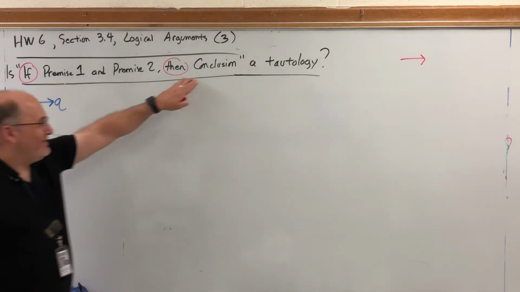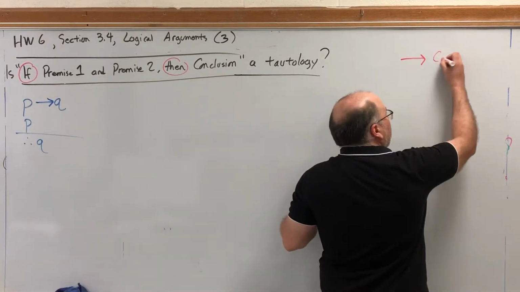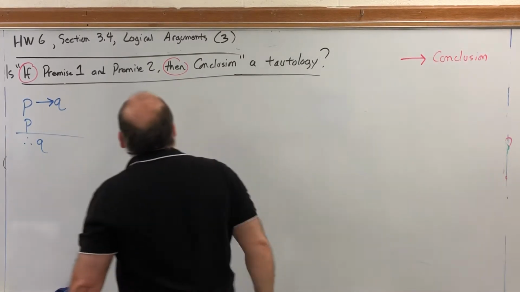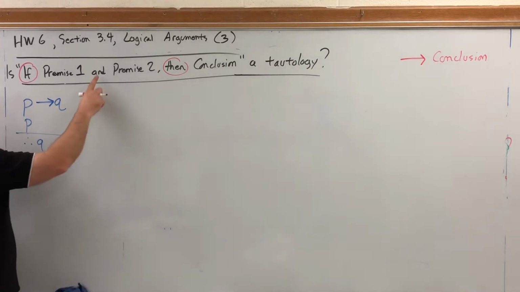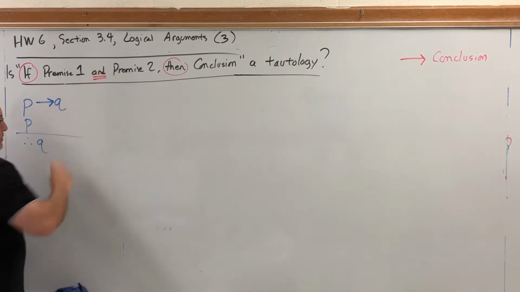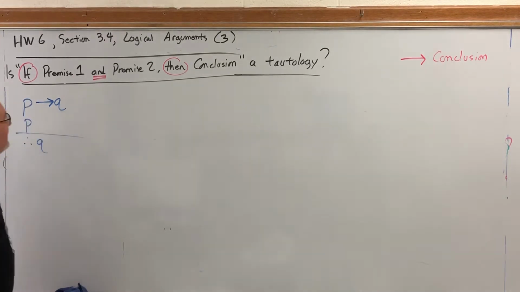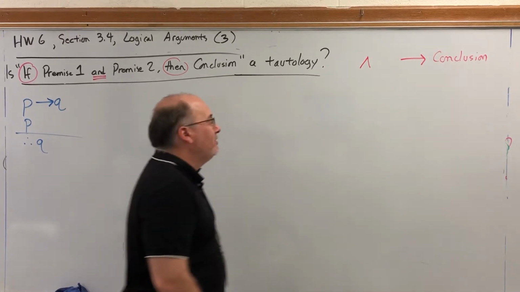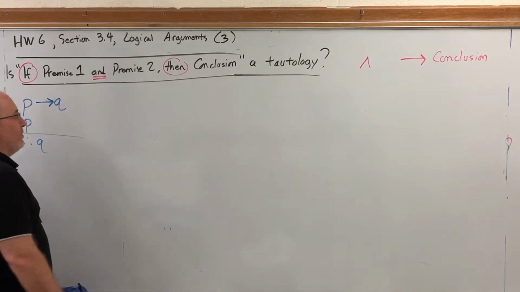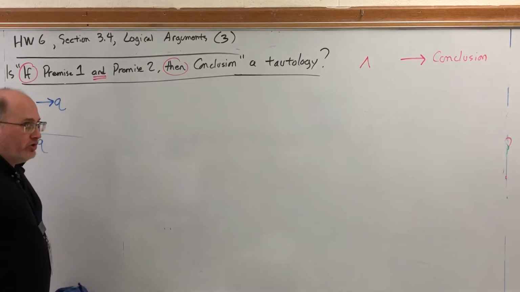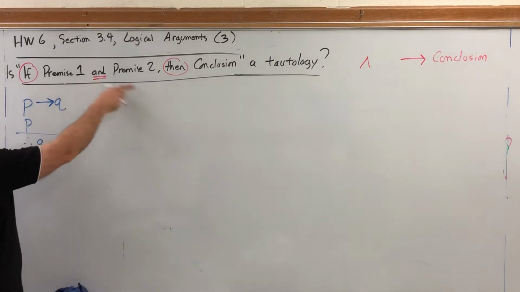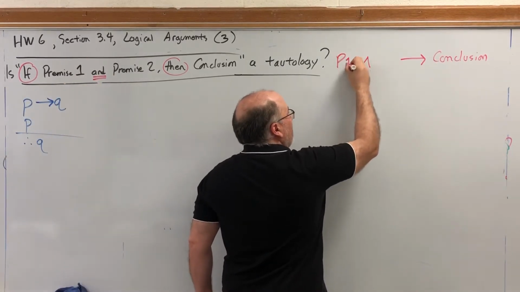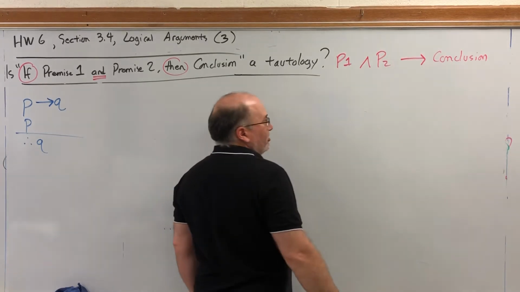On the right side, it's easy. It's the conclusion. So I'm just going to write the word conclusion as the consequent of this conditional. On the left side, though, we have a conjunction. And conjunction is the symbol that looks like an A without the line through it. Remember, it looks like an A and starts with A. On either side of this conjunction, we have premise 1 and premise 2. I'm just going to put P1 and P2 for the premises.